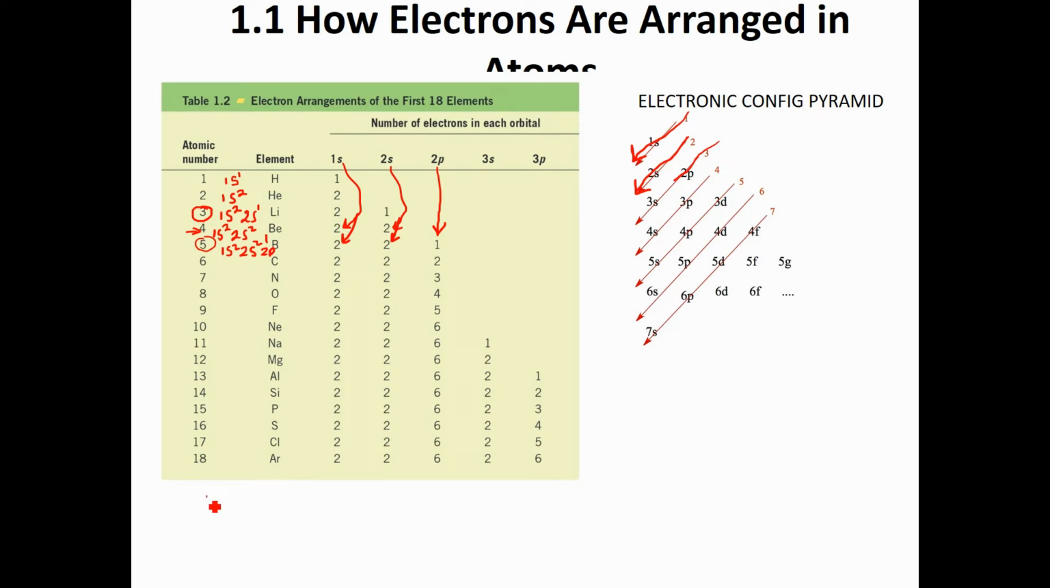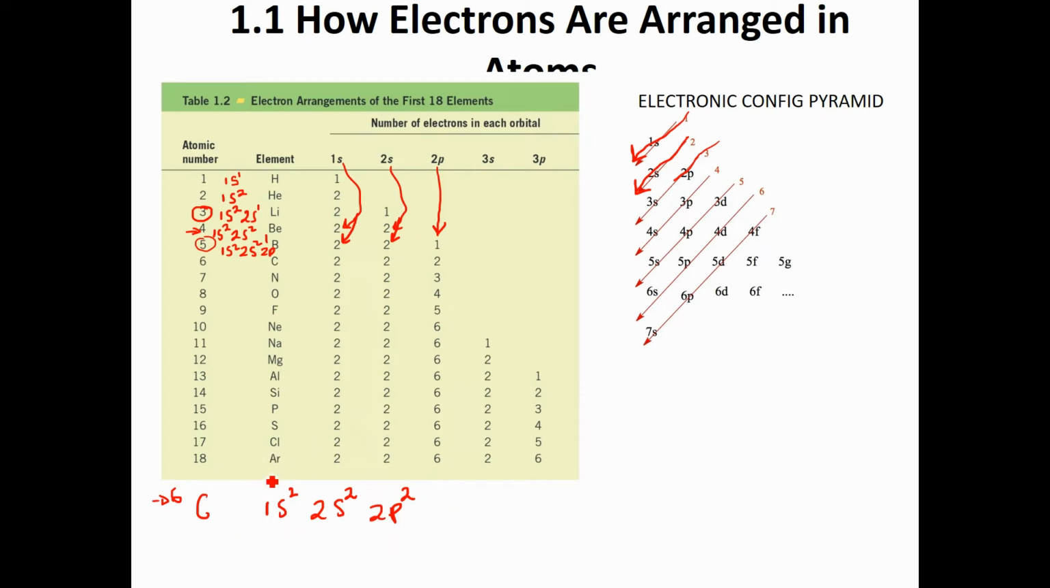Now let's do carbon. Carbon has atomic number 6. Following the pyramid, you have to cross the 1s2. S takes a maximum of 2 electrons. 2s2, and then 2p2, because now we have to account for the 6 electrons. 2 plus 2 plus 2 is 6. That will be the electronic configuration of carbon.